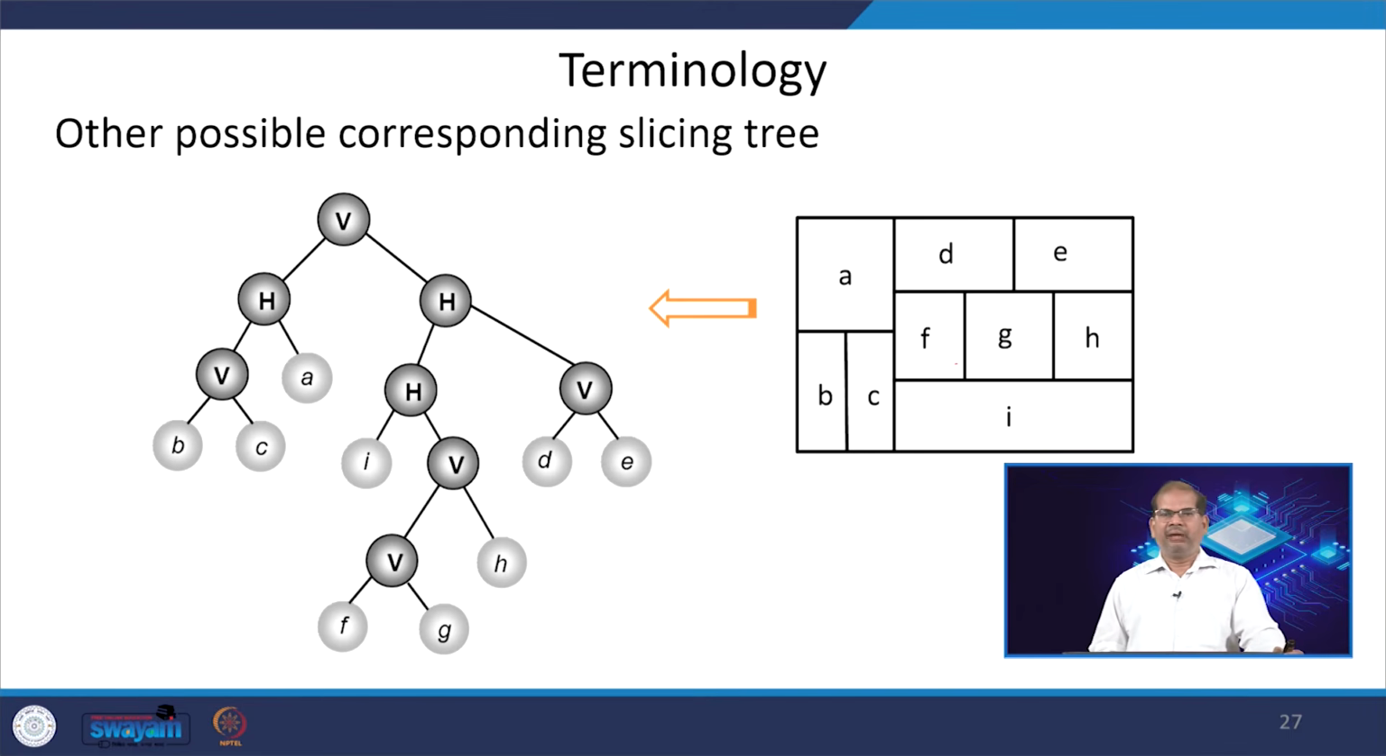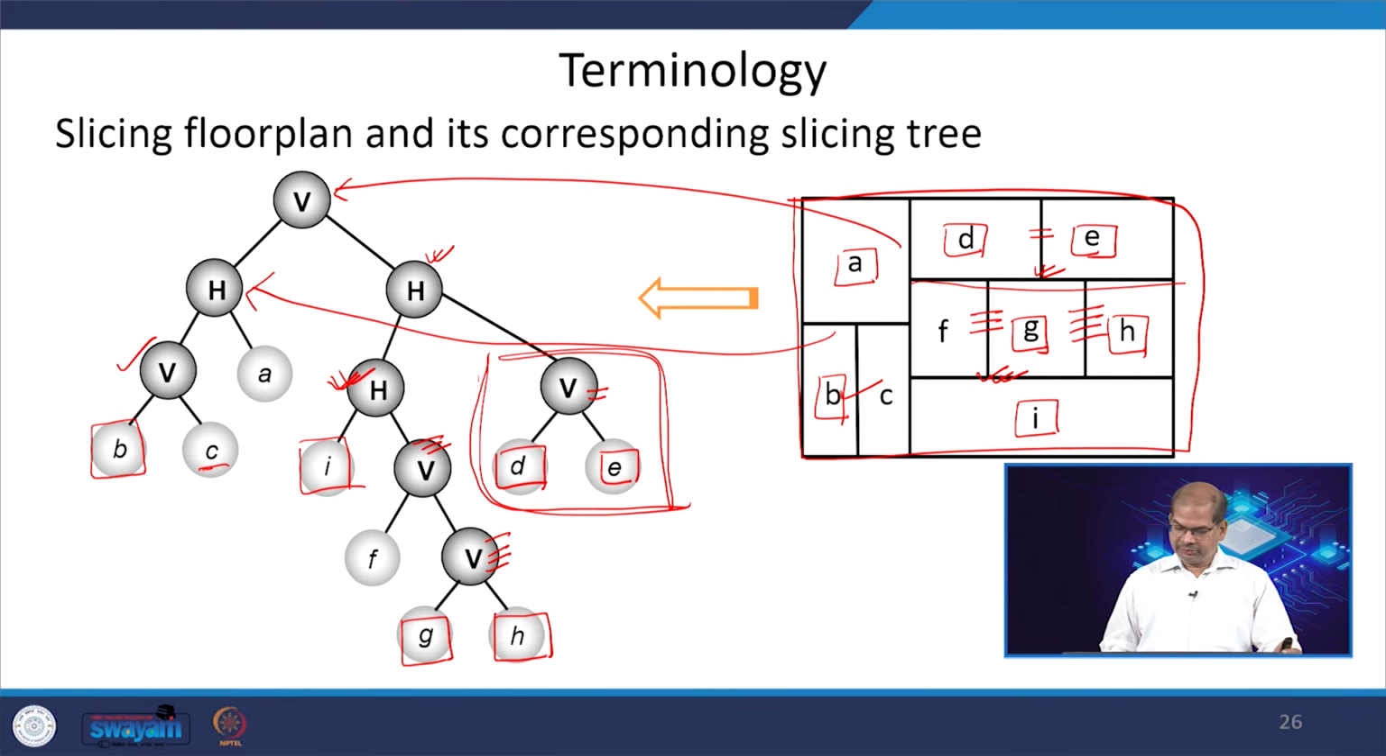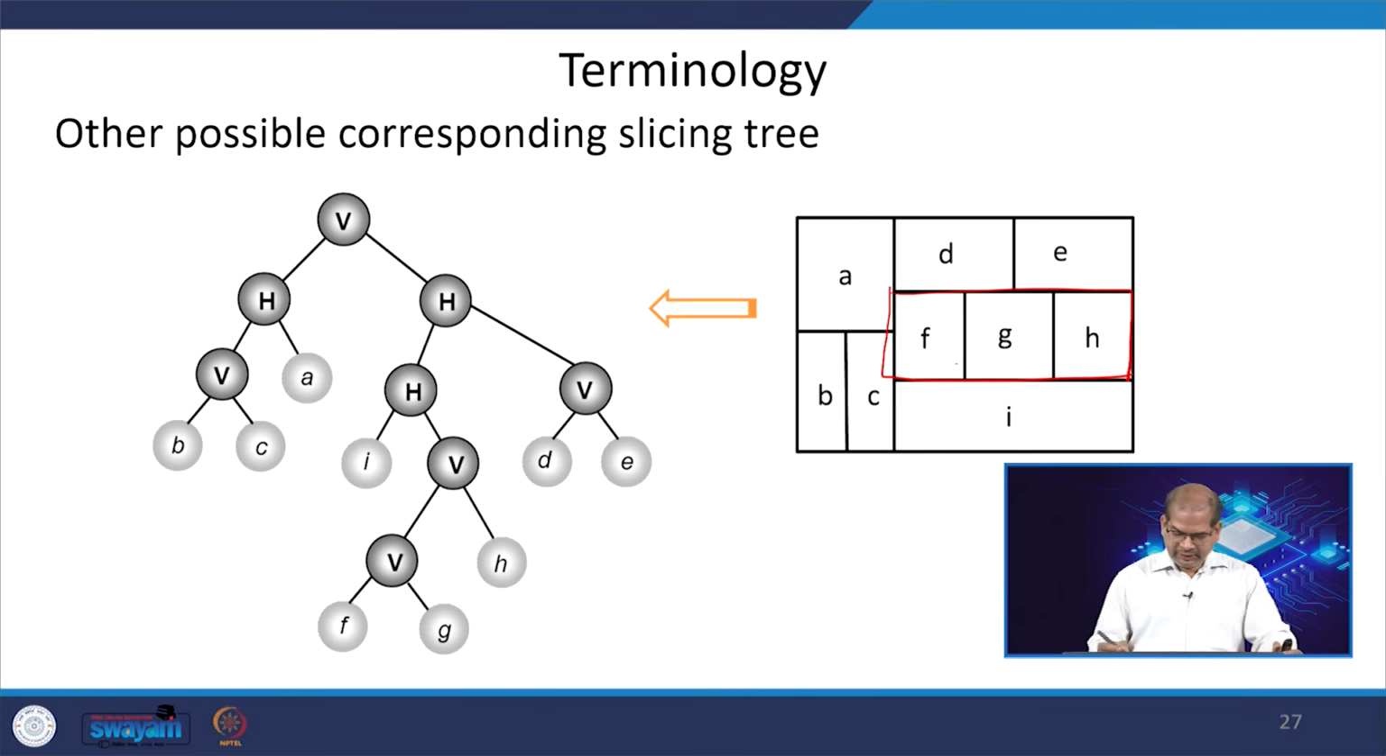The slicing tree can be constructed in different ways for a given floor plan. For example, here if you can see this portion, we have two vertical cuts. In the previous case we used this cut first and this one later, and this one corresponds to this one and this two corresponds to this two. However, in this slicing tree we have taken this one first. So, it is possible to create different slicing trees for a given slicing floor plan.